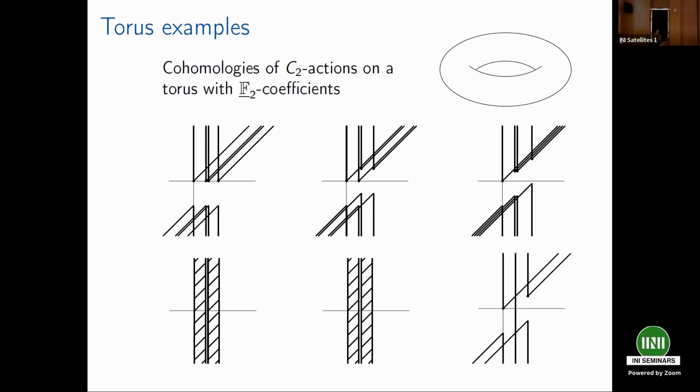So this is pictures of the cohomology of the 6 different C2 actions on a torus. I computed these during my PhD with collaborator Eric Kogel. And I don't want to dwell too much on these computations, though that would be a fun talk as well. But the point I want to make today is really just the overall shapes that we see.